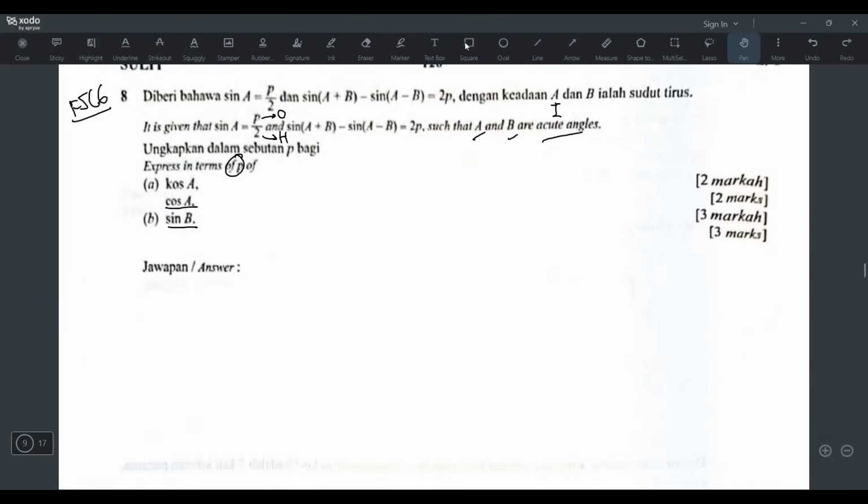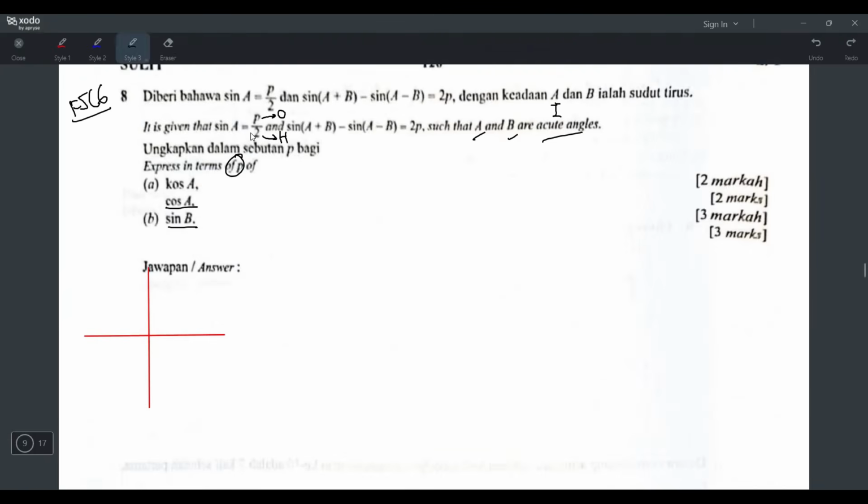So when you draw, you will draw a cross, and after you draw a cross, you label the information they give you. Sine A is P over 2, and they already say A is an acute angle, so you know where to draw it. It's in the first quadrant. This is the line, and always target to X, don't target to Y. So target to X and it will form a right-angled triangle with 90 degrees here, and the angle A is here.